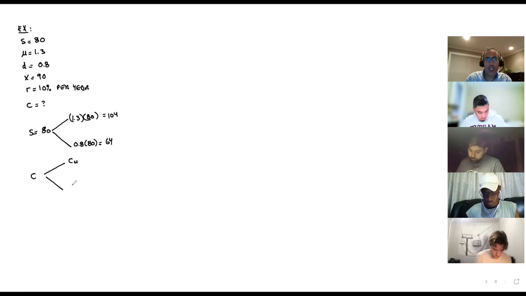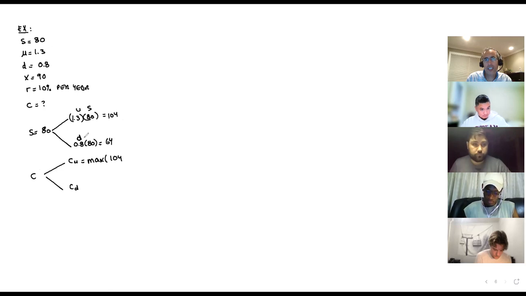CU is going to be the maximum of 104 because it's US. So remember, this is US and this is DS, minus my strike price, 90, or zero. And CD is going to be the maximum of 64 minus 90 or zero. So what is this value here? The maximum of 104 minus 90 versus zero is 14, right? Guys, do you agree? And the maximum of 64 minus 90, this is a negative number or zero, so it is going to be zero.